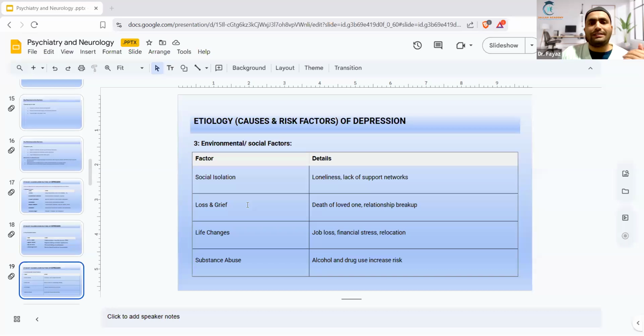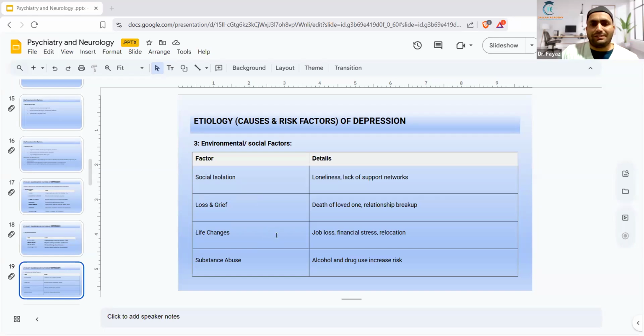Sometimes loss or grief, death of someone loved, or a breakup, can lead to an episode of major depressive disorder. Changes in life situations, especially in adolescents or in children, can cause issues with adjusting to a new environment or new situations.